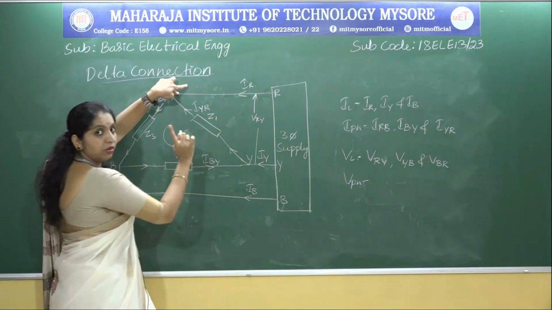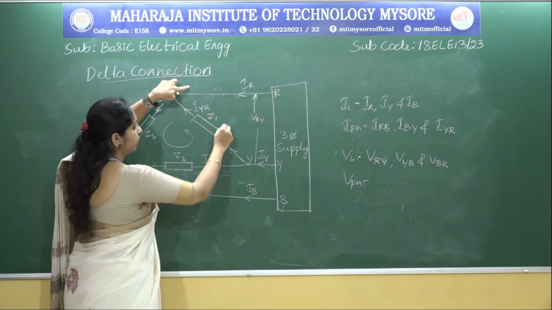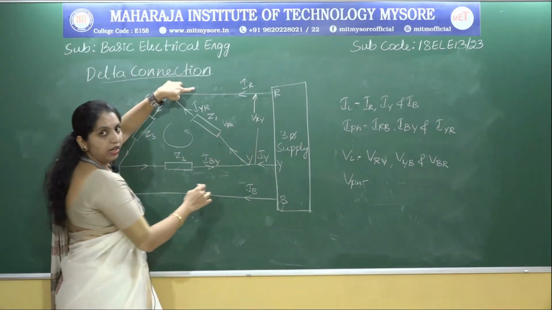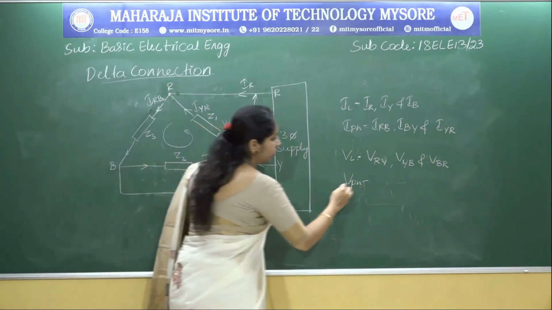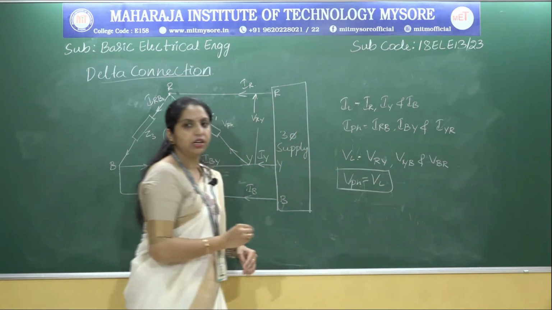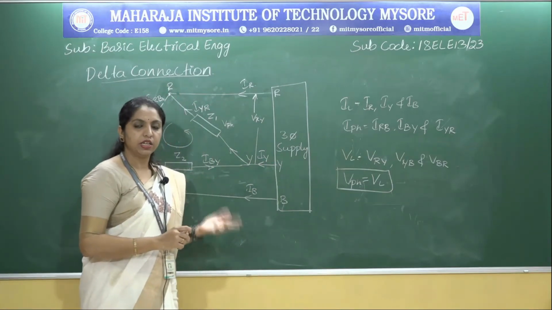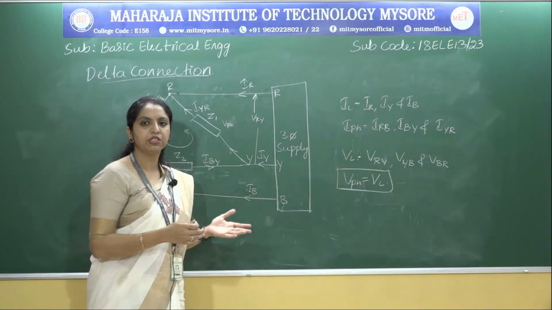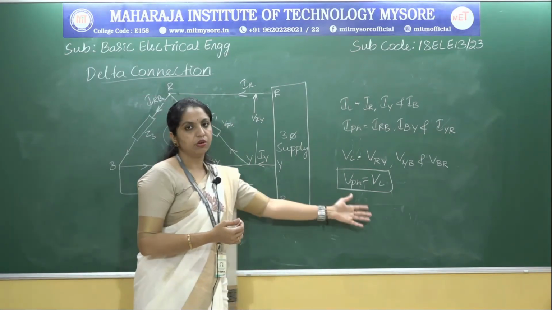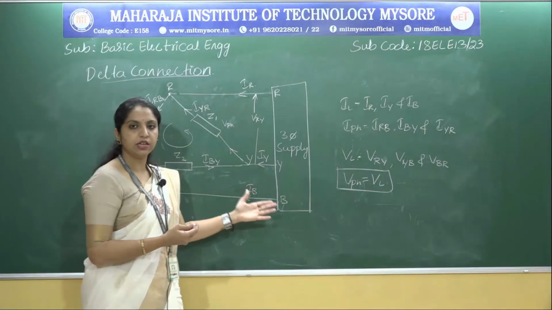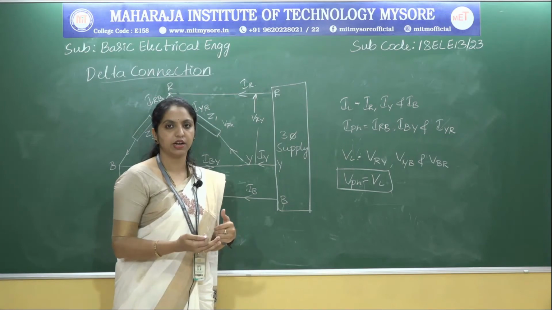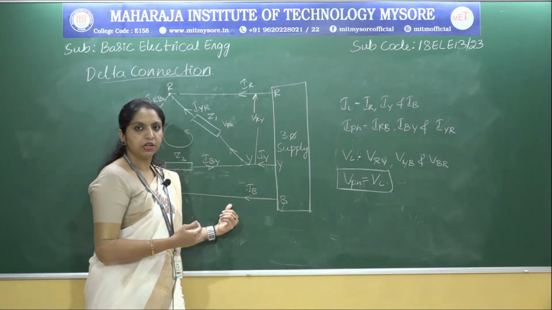So now this we call the phase voltage. This phase voltage is the same as the line voltage. So remember, the phase voltage is equal to the line voltage in delta connection. In star connection, IPH is equal to IL, but in delta connection, VPH is equal to VL. So let us find the relationship between the line current and the phase current in this particular circuit.